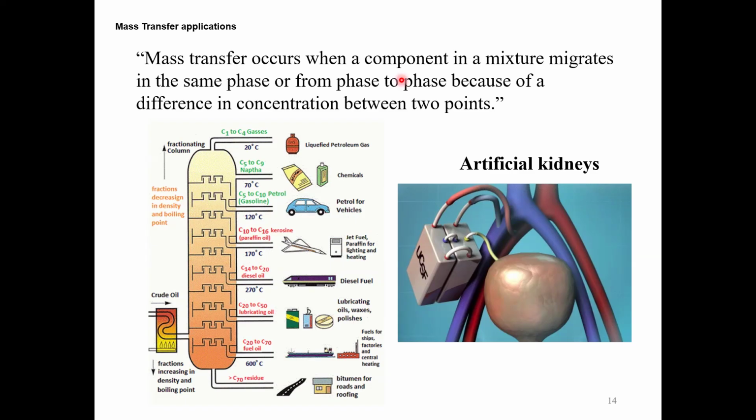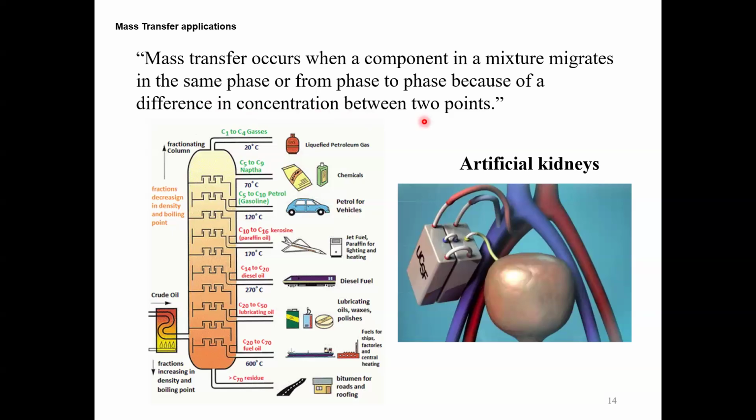Helium is one of those components, and it migrates in the same phase, so helium migrating through the gas phase, or from phase to phase. Migration could happen from a solid phase to a gaseous phase as well, for example drying of wood, where water molecules migrate from a solid phase to the gaseous phase, because of a difference in concentration between two points.